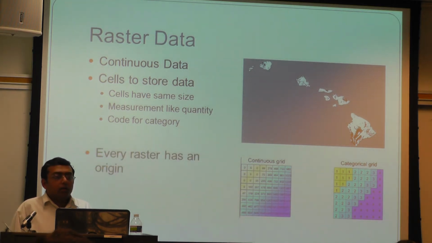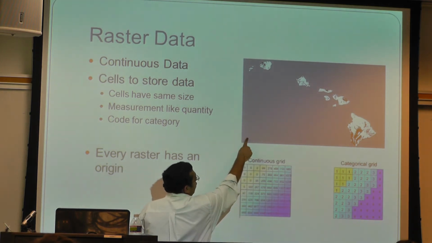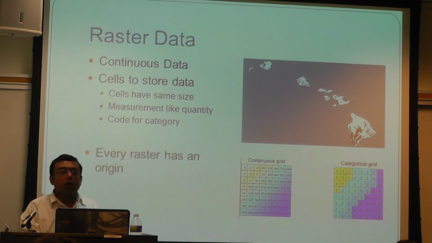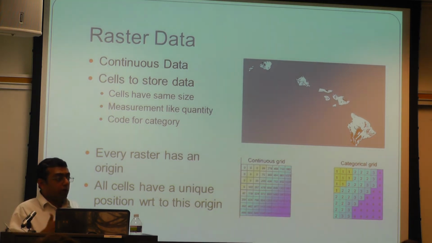And every raster has an origin. So for instance, in a cell like this, which is how this is stored, the origin is probably somewhere there, which allows every single raster cell to have a very unique position with respect to this origin.